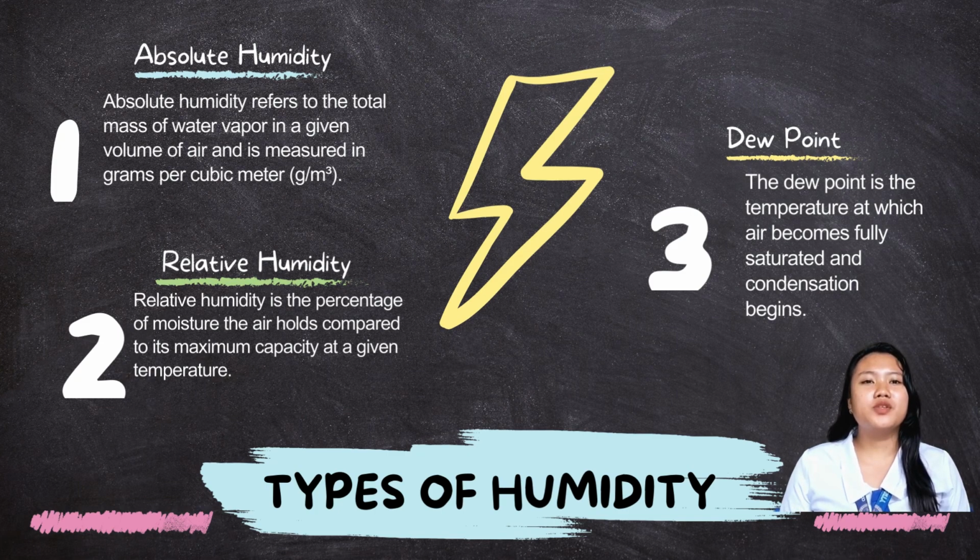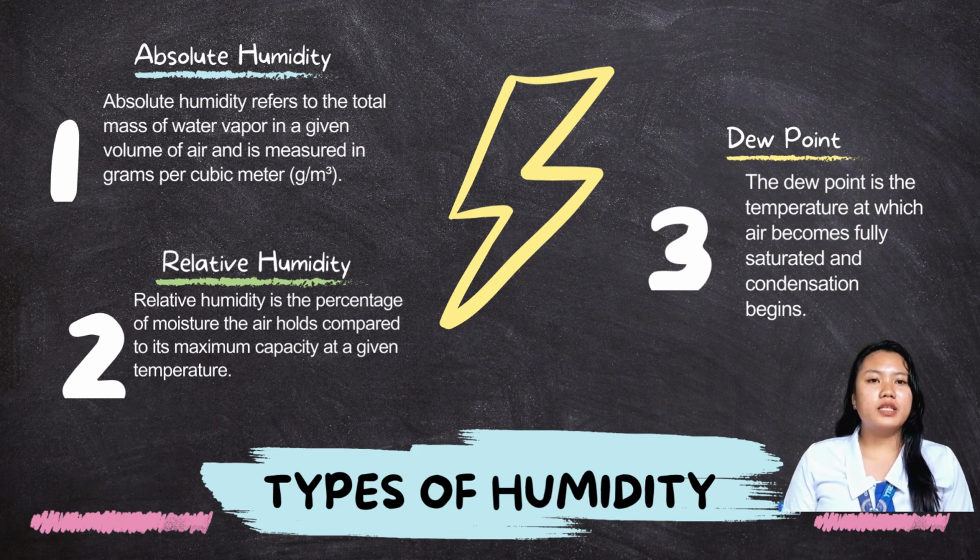First is absolute humidity. Absolute humidity refers to the total mass of water vapor in a given volume of air and is measured in grams per cubic meter. For example, the Amazon rainforest has high absolute humidity due to constant evaporation.